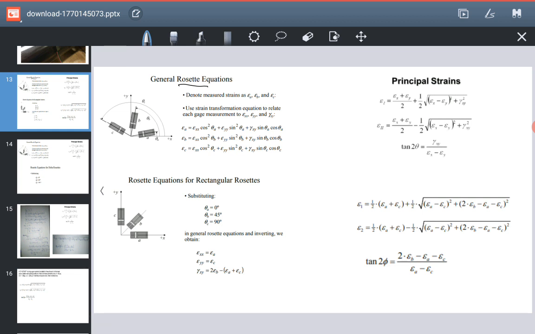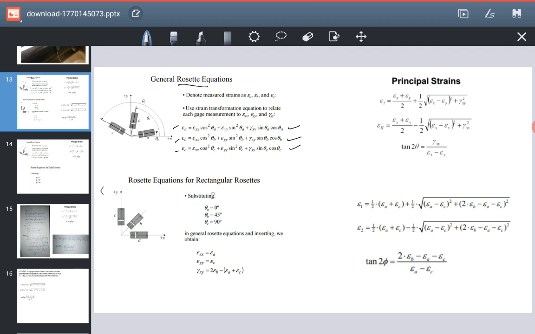So from the general equation of strain transformation for Rosette strain gauges, we have EA equals this, EB equals this, and EC equals this. The formula is the same since we have three elements, so we have E A, B, and C. So whenever the word Rosette comes, you have to realize we are talking about three strain gauges arranged in a certain fashion.